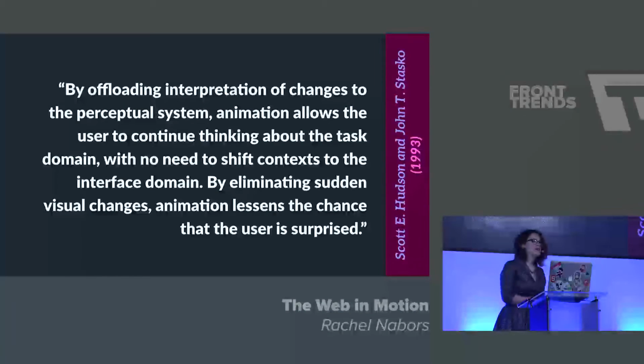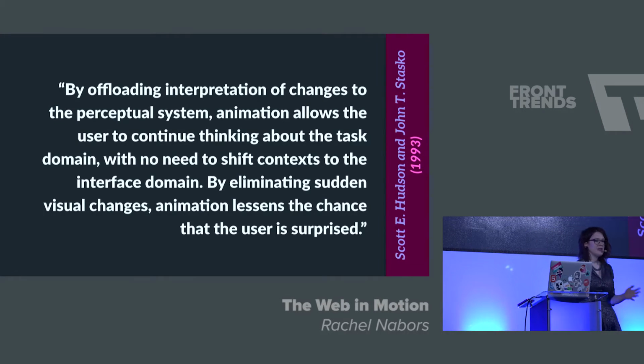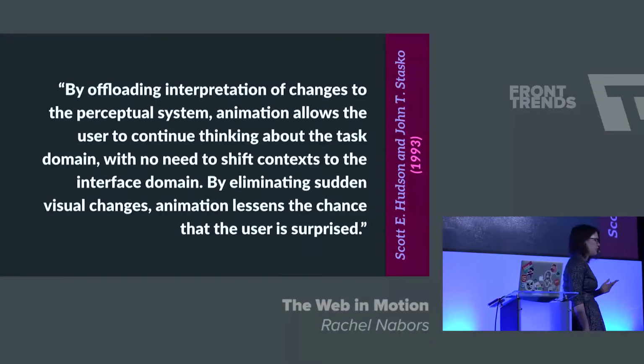So back in the early 90s, operating systems developers realized that we can speed up mental processing by offloading interpretation from the main part of the brain to its visual cortex. There were a lot of papers written in the 1990s, and many of them came out about animation being used in interfaces.